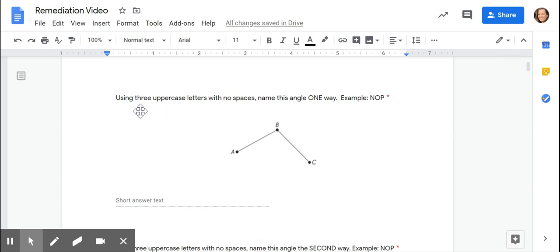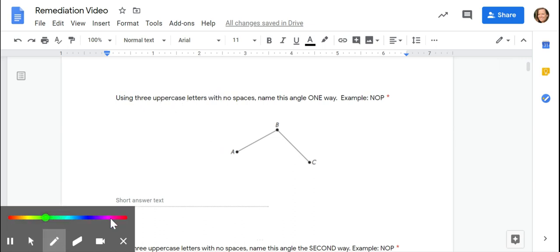So for the first question, it says using 3 uppercase letters, because remember, angles are named with uppercase letters unless they're marked otherwise, and no spaces, name this angle one way. So when we name an angle, the point in the middle is the vertex, and that's always the middle letter. So there's 2 possible ways to name this. Over the next 2 questions, you're going to see the 2 possible ways.